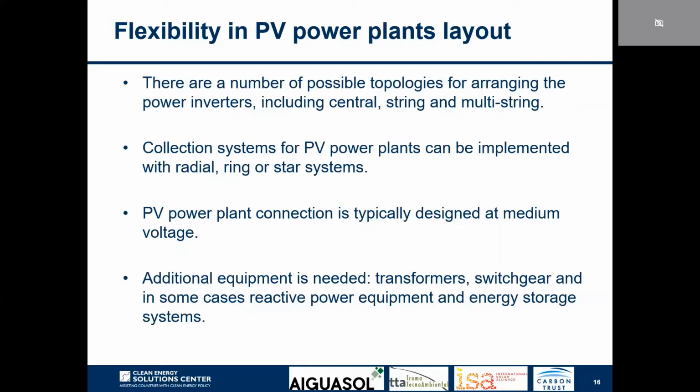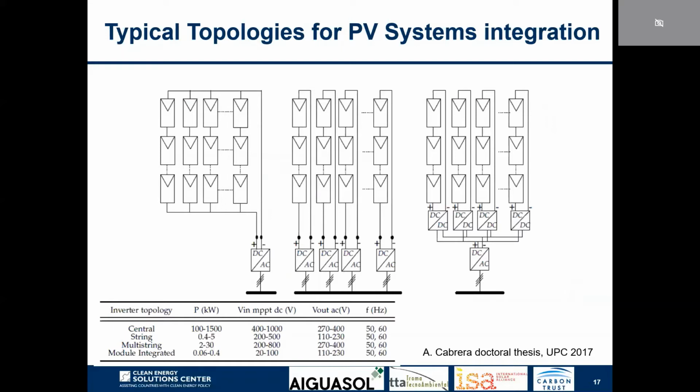Of course, additional equipment is needed to enable such flexibility of power plant layout: transformers, switchgears, and in some cases, reactive power equipment. Energy storage systems, batteries, are also important to introduce flexibility in the layout of the configurations of PV power plants. In this slide, we can see different examples, different topologies of PV system integrations, whether it is central inverter topology or string inverters topology, or even multi-string inverters topology. All of these are possible PV plant configurations that offer flexibility to designers, to engineers, to better adapt the generation potential or capabilities to the conditions of the grid.